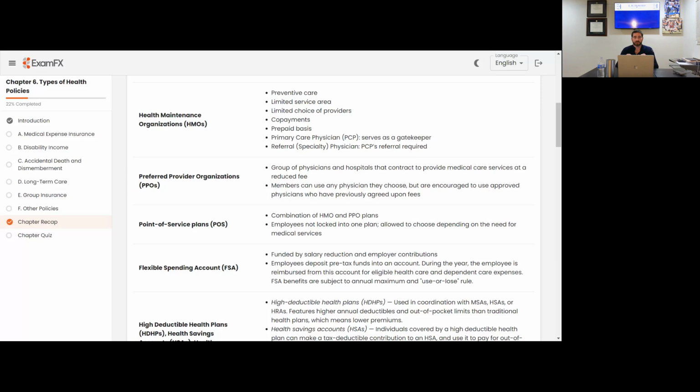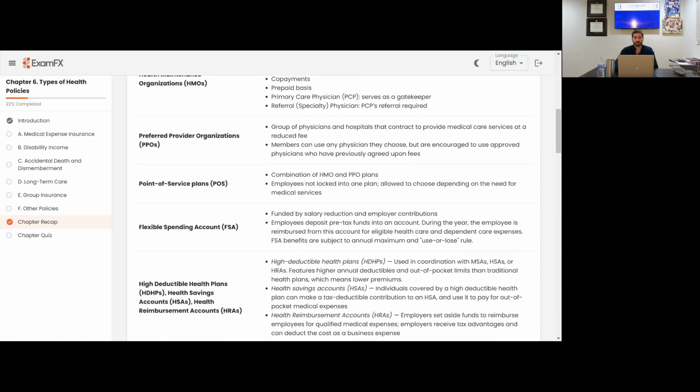PPOs, preferred provider organizations, are a group of physicians and hospitals that contract to provide medical care services at a reduced fee. Members can use any physician they choose, but are encouraged to use the approved physicians with whom fees have previously been agreed upon. So with an HMO, you're going to be a little bit more limited on the providers you can choose, and you're going to really require referrals through your PCP. With a PPO, you have a little bit more flexibility in the different physicians and people that you can see for your health needs.